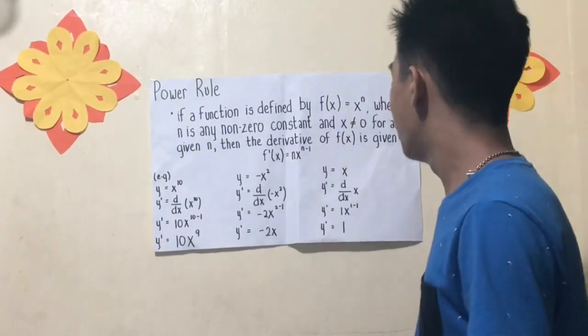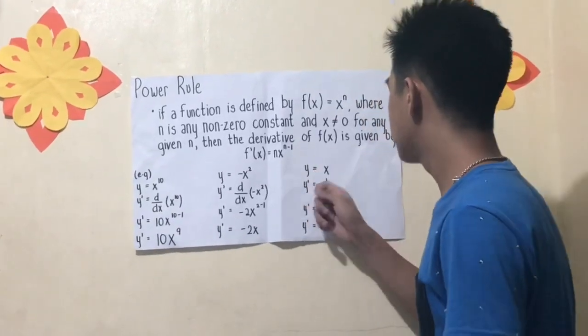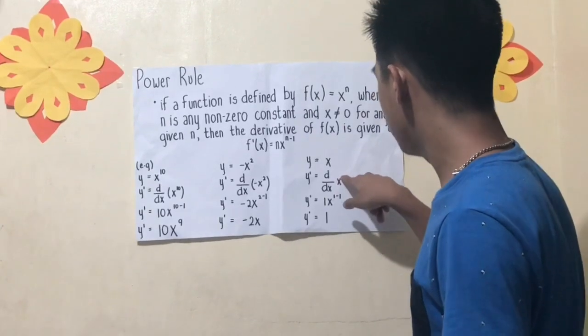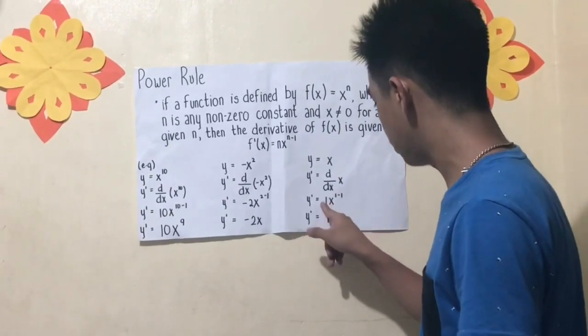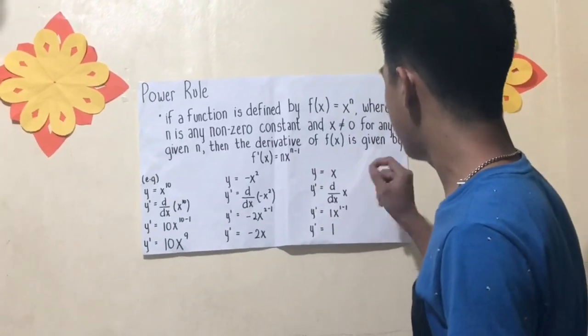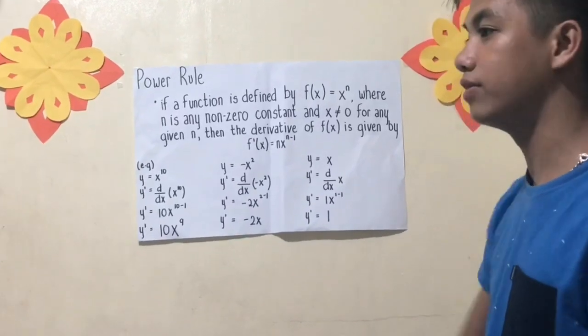Example number 3, y equals x. After that, y prime equals d over derivative of x, where x is just x to the power of 1, and you are going to replace it in a coefficient way, and the exponent 1 will be minus 1, and the answer is y prime equals 1.